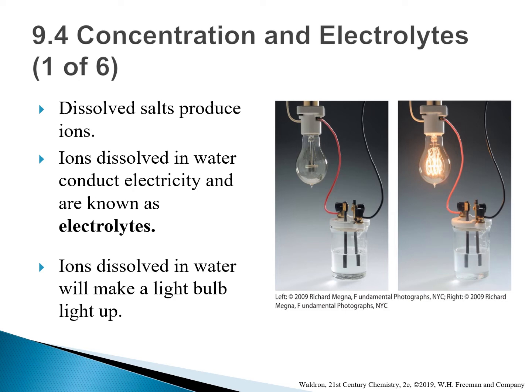The beaker on the left contains pure water. The light bulb is dark because pure water cannot conduct electricity. The beaker on the right contains a solution with some salt dissolved in it. The bulb is lit because the salt dissolved in water yields a solution capable of conducting electricity.